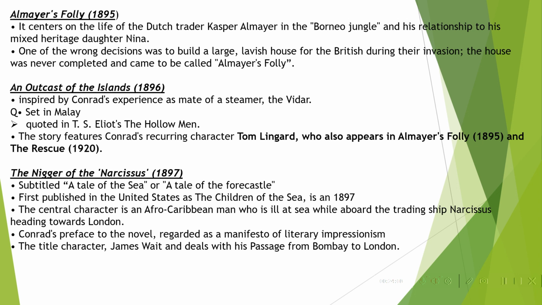Okay, and it was first published in United States as The Children of the Sea in 1897. So, a basic summary of this novel is that there is a man named James Waite. He's a black man, and he gets tuberculosis, and he's on a ship and he is having a journey.